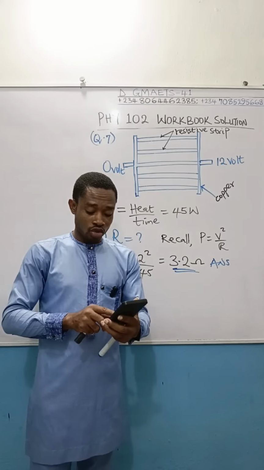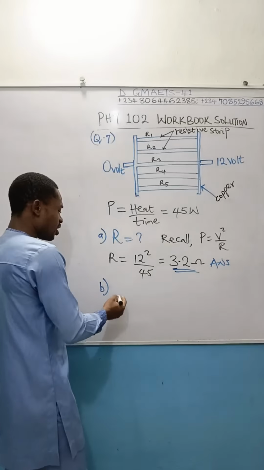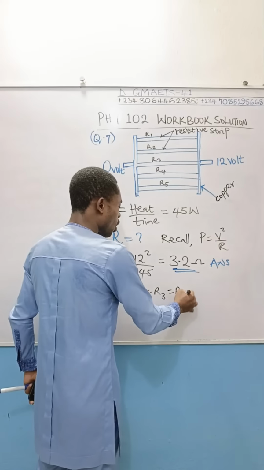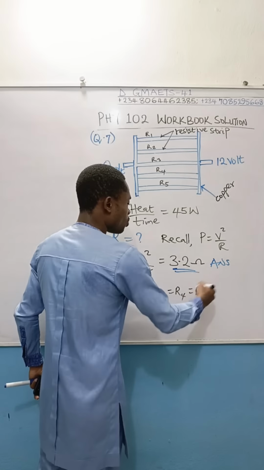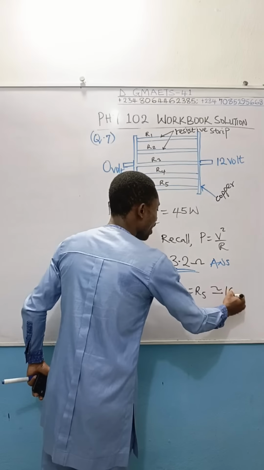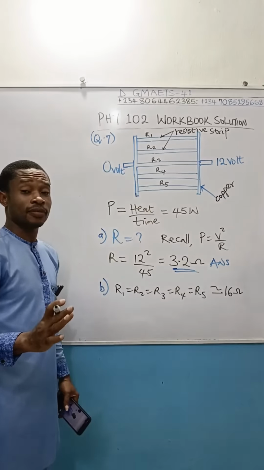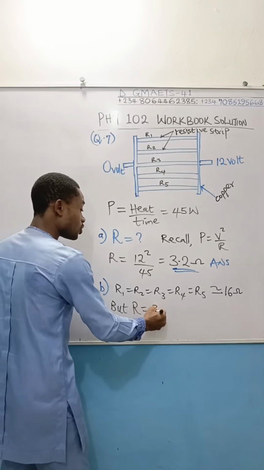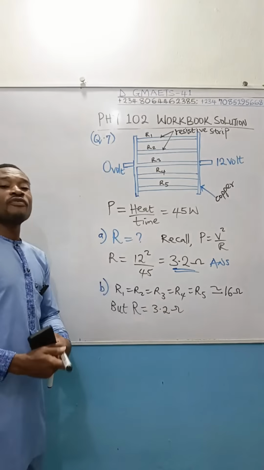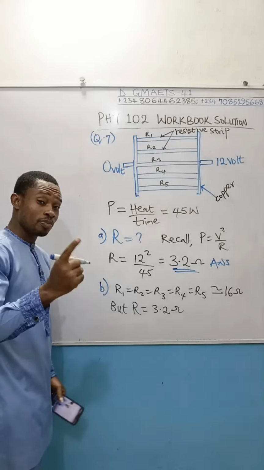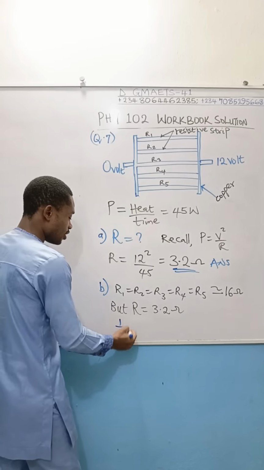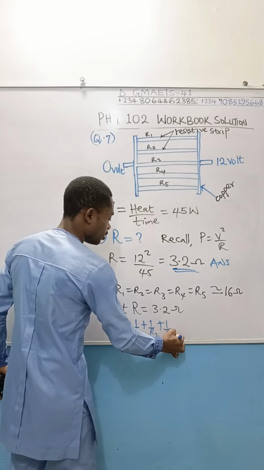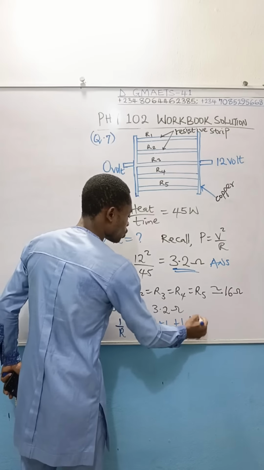So we have to move on straight and calculate. If that is the case, I can say that R1 is equal to R2 is equal to R3 is equal to R4 is equal to R5. And we should prove that it is approximately equal to 16 ohms. That's what the question is saying. Now, recall, total resistance in the strip is 3.2 ohms. So 1 over total resistance equals 1 over R1 plus 1 over R2 plus 1 over R3 plus 1 over R4 plus 1 over R5.